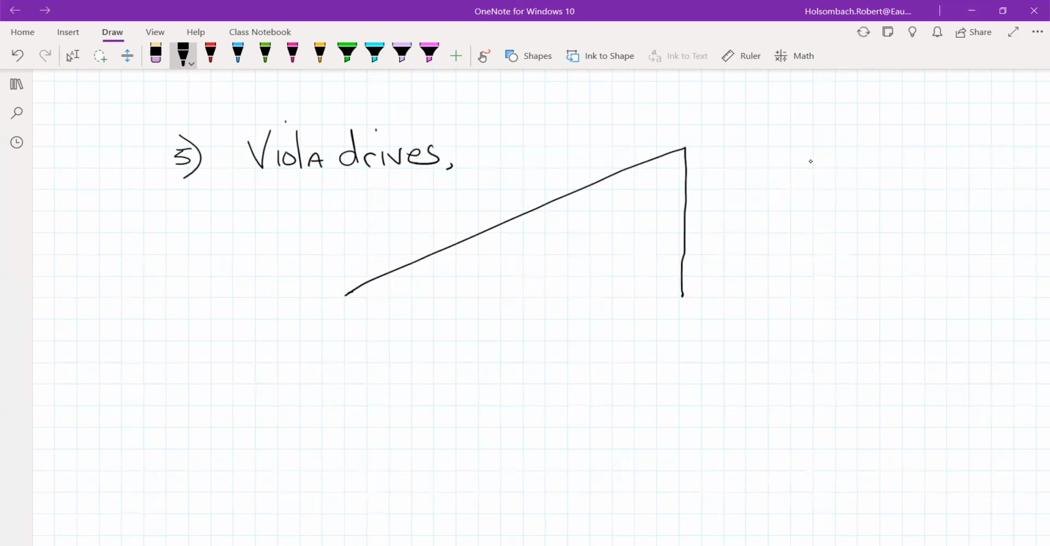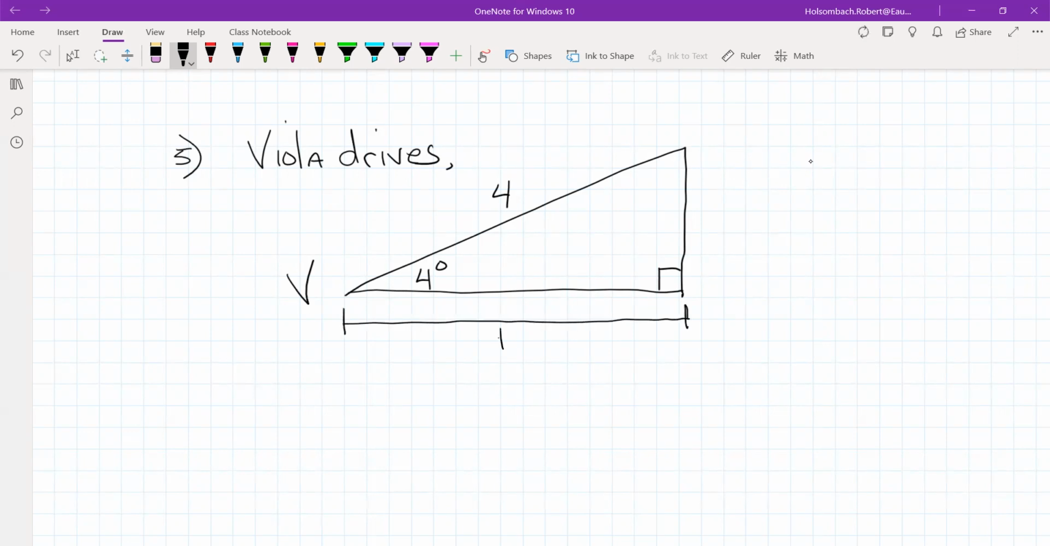So this is our right triangle. And we're going to put Viola right here. She's driving 4 kilometers up this hill. So this is our 4. At an angle of 4 degrees. To the nearest tenth of a kilometer, what horizontal distance has she covered? What horizontal distance has she covered? This is our horizontal distance. Call it h.